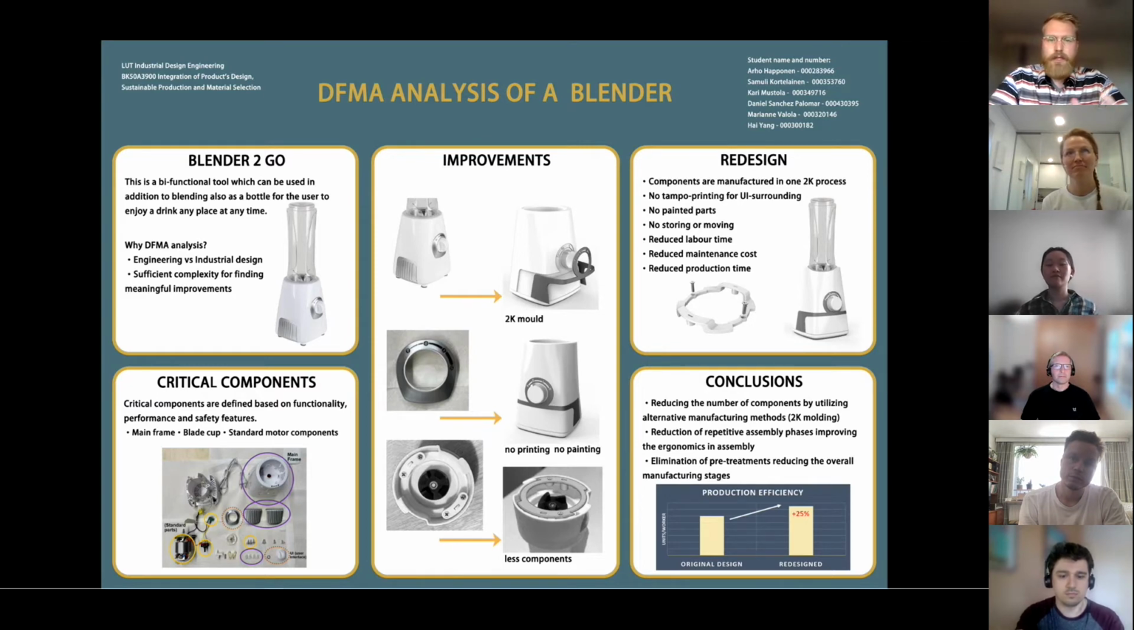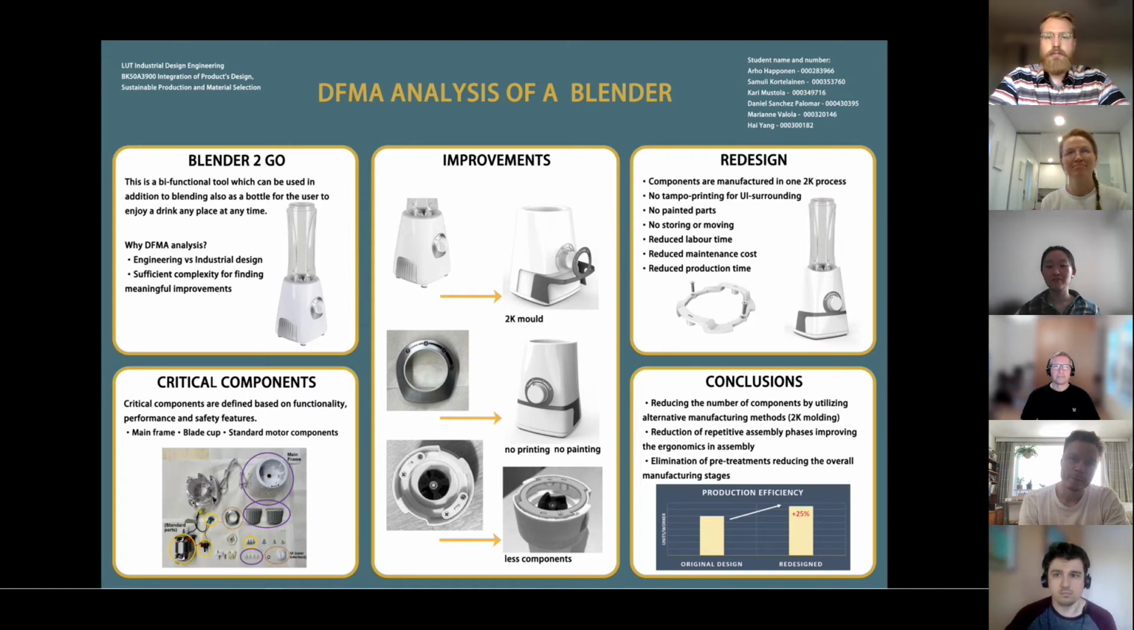Painting process: cost and time were eliminated by removing the painting process. At the same time, the environmental impacts of the painting process were eliminated. Tampo printing process costs and time were eliminated by removing the tampo printing process. At the same time, environmental impacts of the tampo printing process were eliminated.